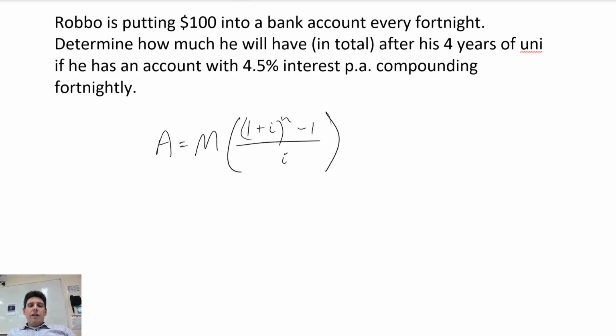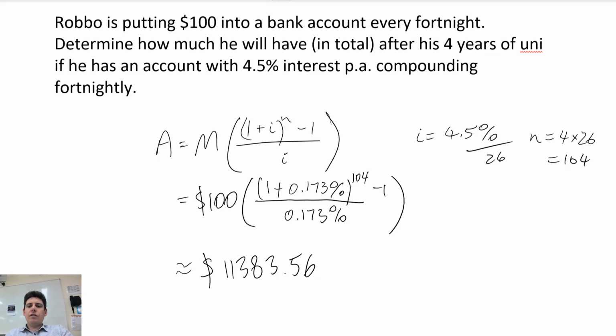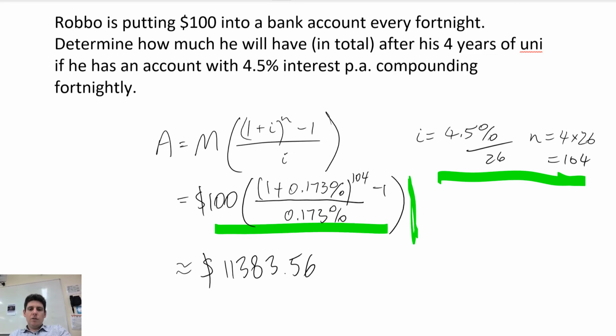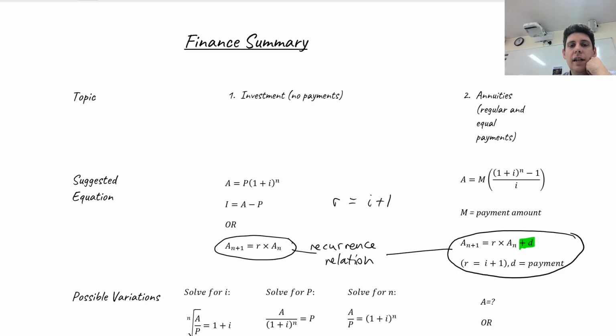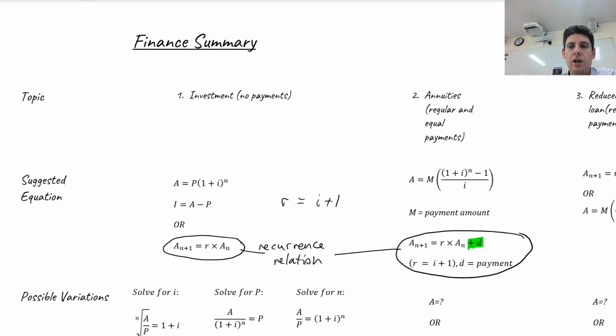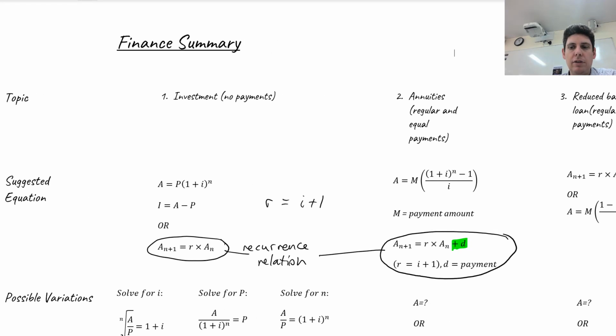So if we substitute everything in, we need to convert I to fortnightly. So if we do the conversions, and then substitute everything in, we get our final answer. So that's our second type of finance topic question. The third type is reduced balance loan.